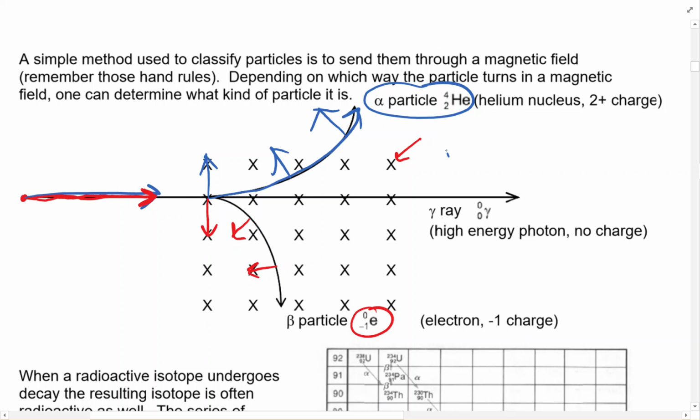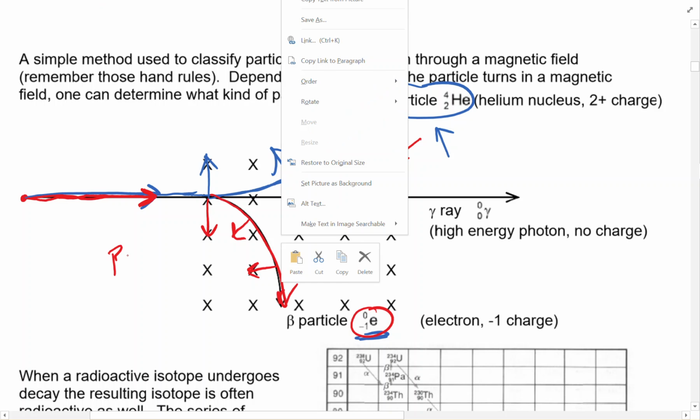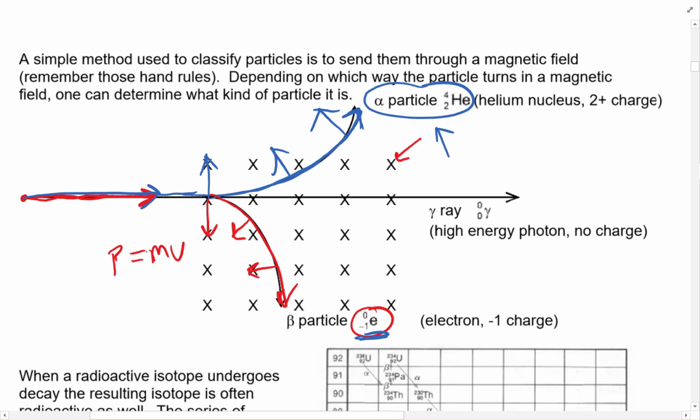The alpha particle has more mass, right? So it has more momentum. It's going to travel farther. It's going to keep its speed longer, so it'll make more of a drawn out arc. And then the beta particle or the electron, well, that's really light, so it's going to be able to change its direction really easily. It has less momentum. Momentum is mass times velocity. So a really small mass is going to make it have a small momentum, so it won't go as far.